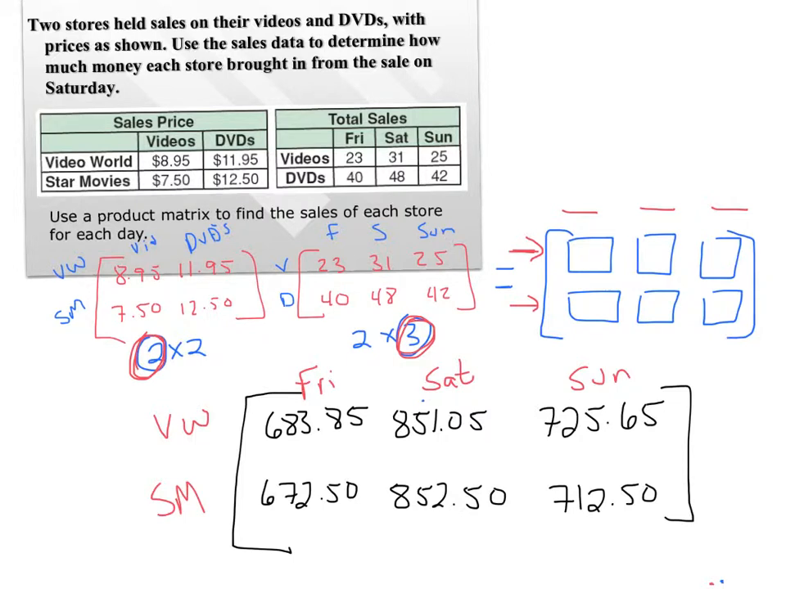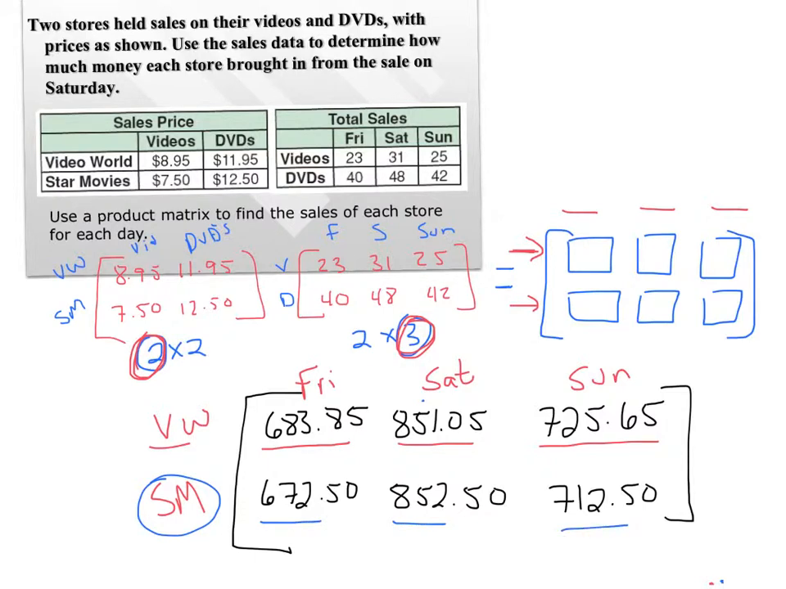And so this gives us a snapshot of all of the money that was earned on a daily basis. So we can look at Video World. Video World made about $683 on Friday, $851 on Saturday, and $725 on Sunday. And by that same rationale, we can look at Star Movies and see how much they made each day over the weekend with their total. So these are their total sales.